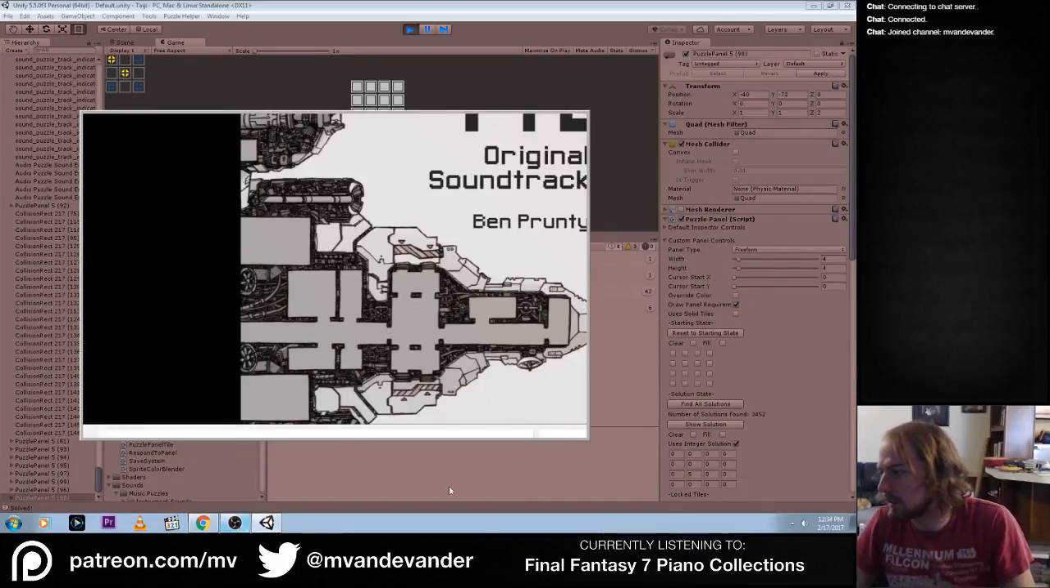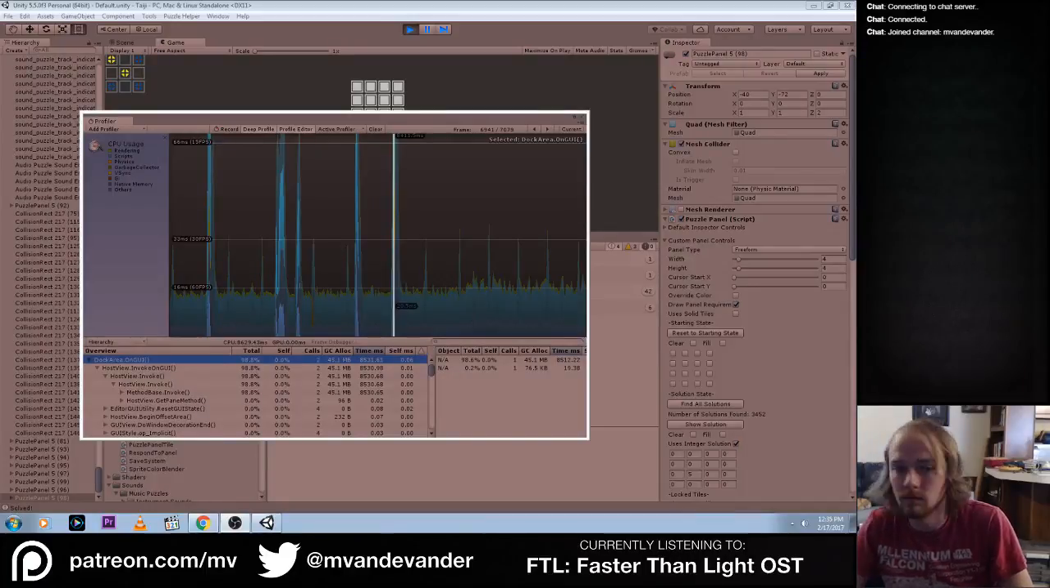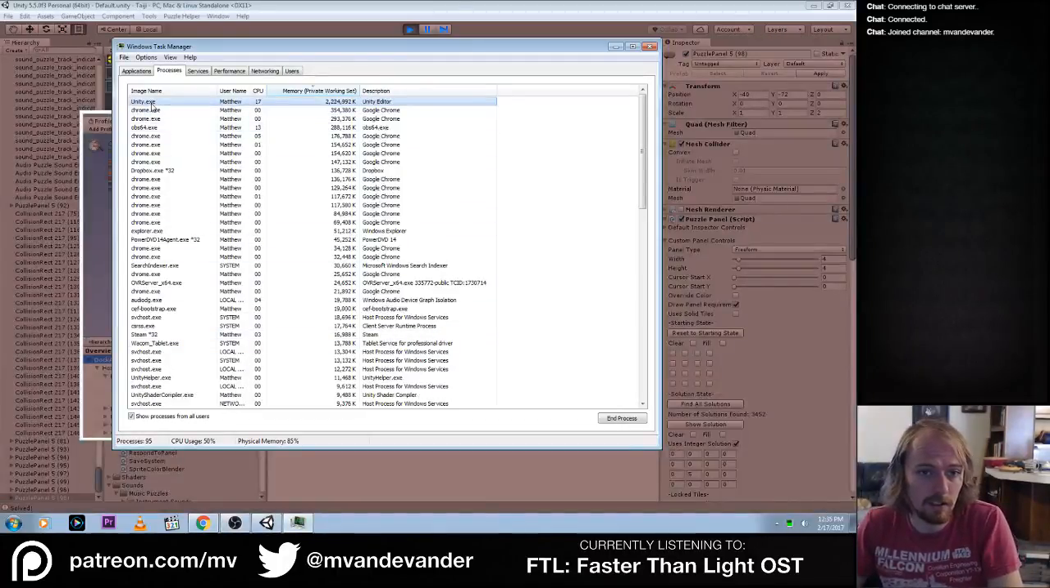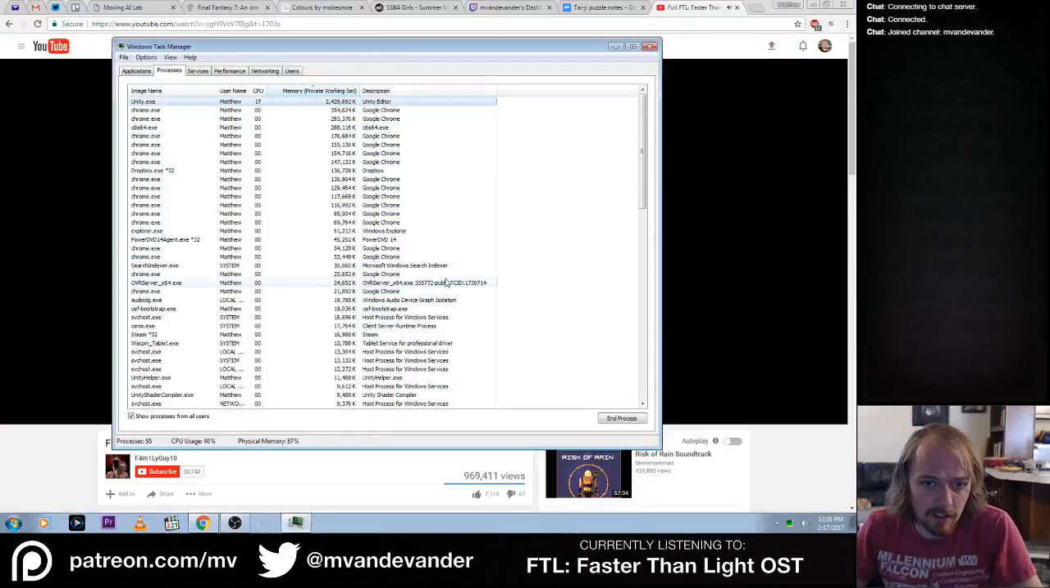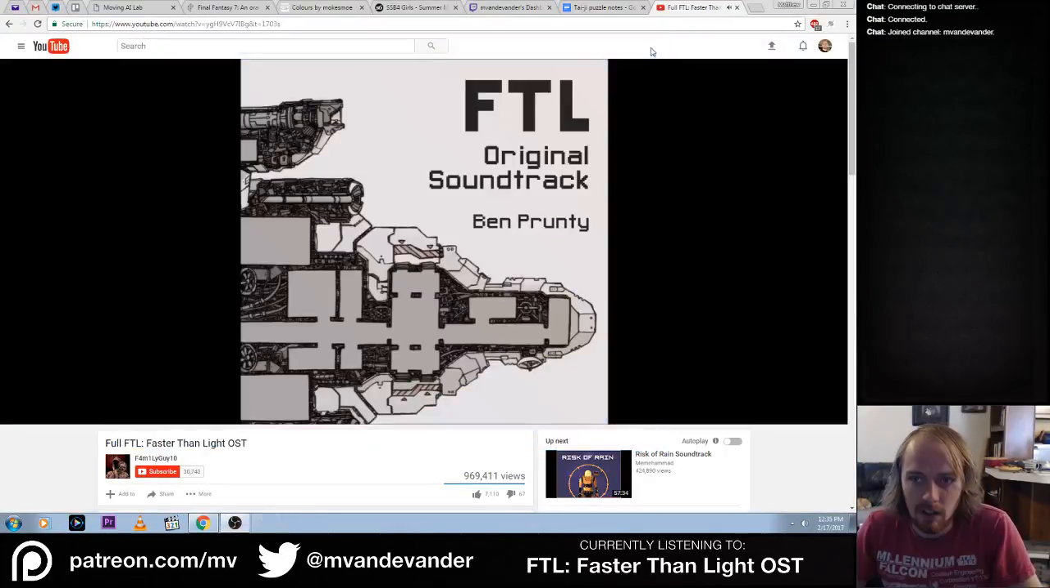That profiler is still totally locked up. We're just going to have to kill the profiler somehow, or just kill Unity. Stop it! Stop profiling. Let's just kill Unity. It is just chewing through memory. That's great.